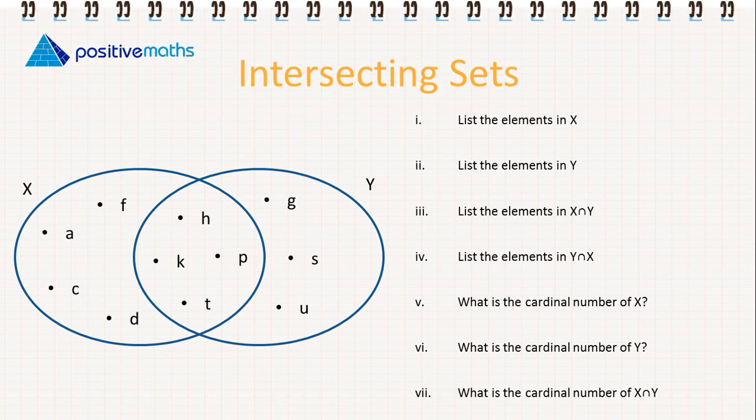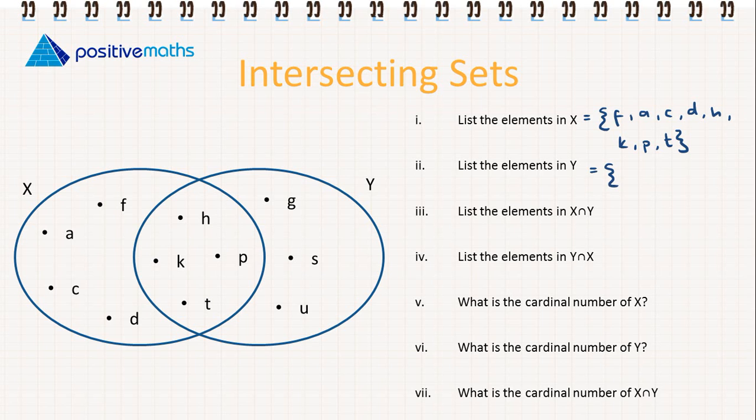Okay, so for the next problem-solving activity, we're going to answer a list of questions on the Venn diagram on the left. So we have the set X, we have the set Y, and we have an intersection. The first thing we need to do is list the elements in X. So what we want to note here is that we have to include all of the elements inside that circle. So we have F, A, C, D, H, K, P, and T. You can also write these in order, but as long as we make sure that we have all of them there.